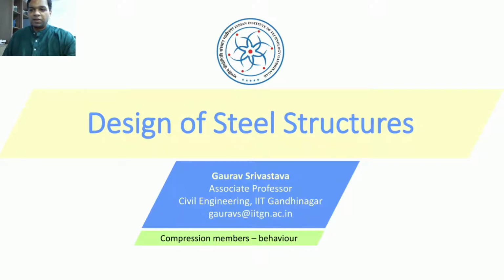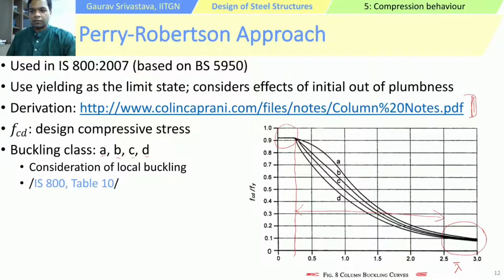Hello. Now, what we have seen so far for compression members is how to derive the theoretical column curves or strength curves, and how real column behavior is different from the ideal curves. And there were two approaches. One was being used by the earlier IS 800, and one is being used by the current IS 800, which are used to derive the different strength curves for real columns.